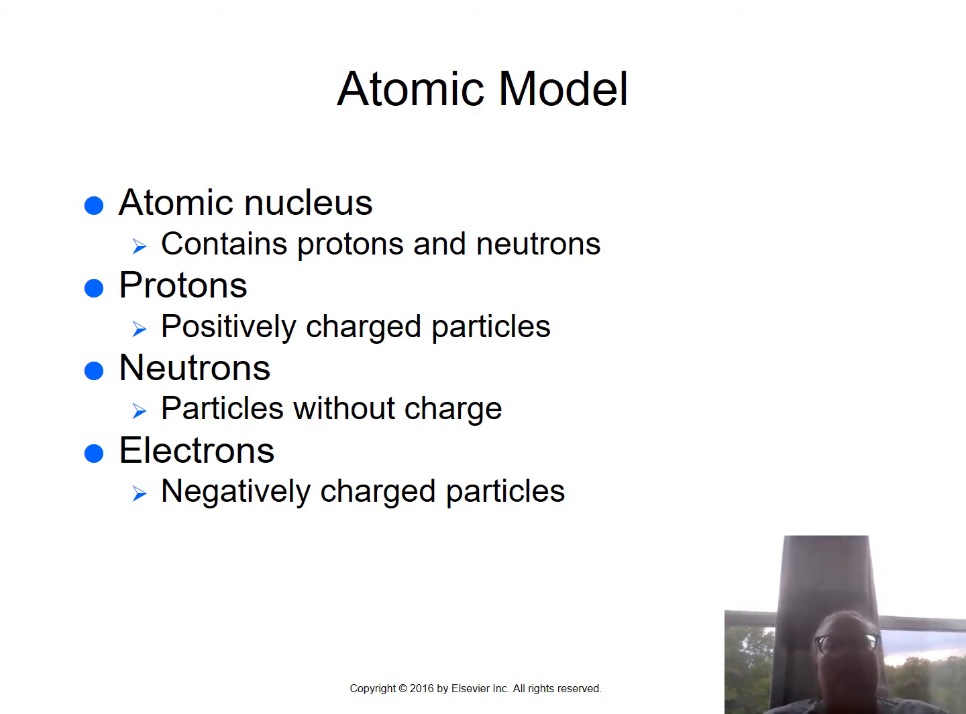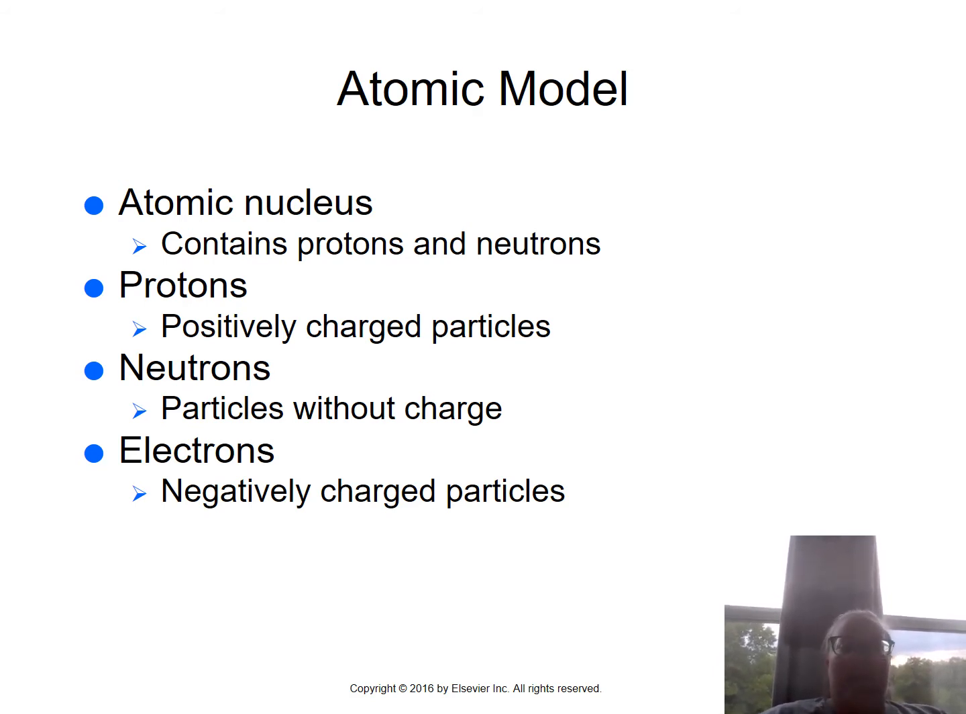Now, when we talk about the atomic model, there's a few things that we need to mention. You have the atomic nucleus, and this contains protons and neutrons. And then you have protons, which are positively charged particles. Now, these vary from element to element. And then you have neutrons that are particles without a charge, and electrons, which are negatively charged particles. And again, these all vary from element to element.